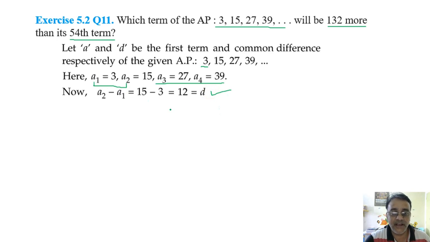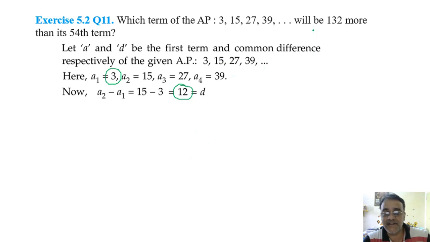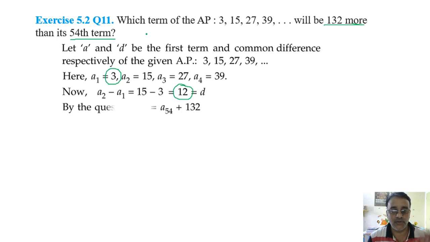Okay, so we got A, that is the first term, 3, and this is the value of d. Now what is given? That the term is 132 more than its 54th term. So let the nth term be 132 more than its 54th term. So कैसे लिखेंगे उसको? an is equal to a54 plus 132. Whether this is clear?